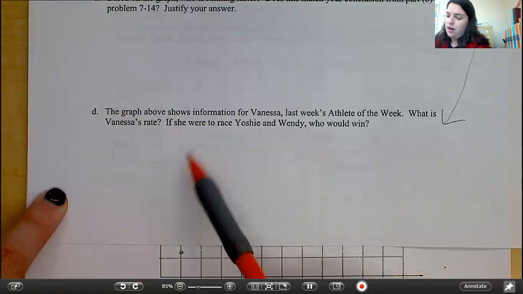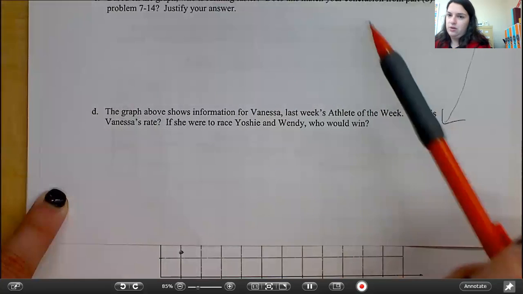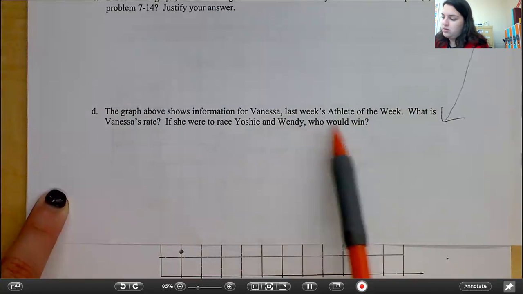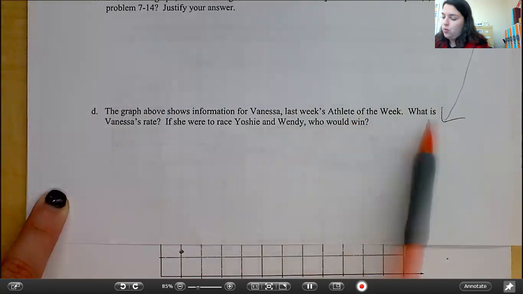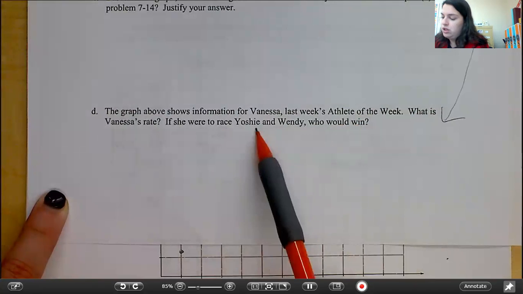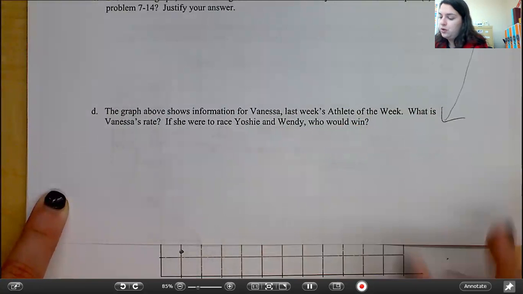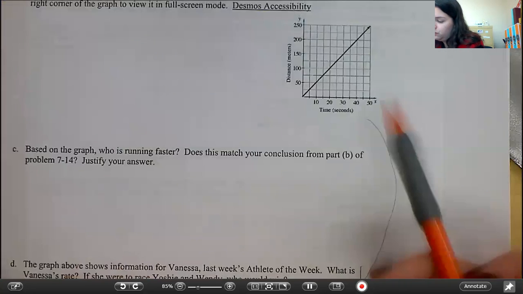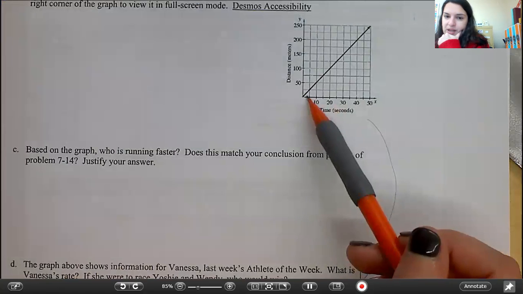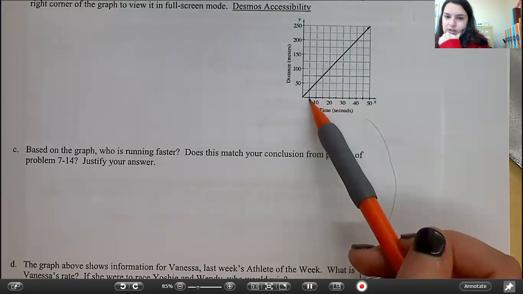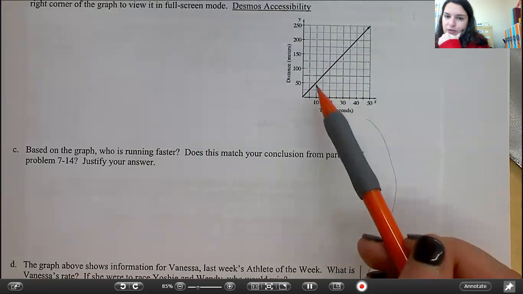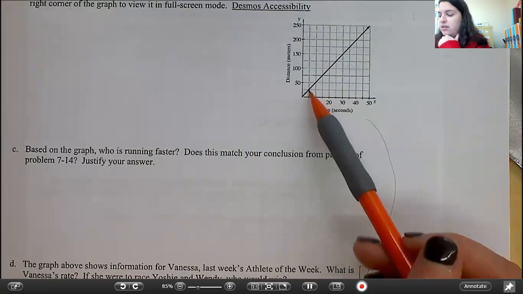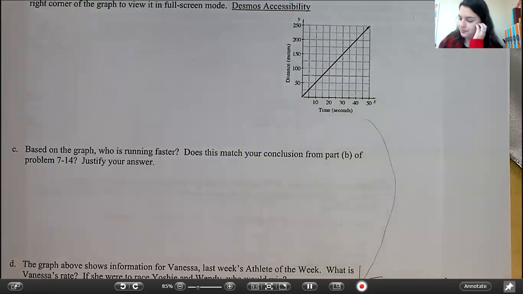Finally, part D. The graph above, which is up here, I drew the arrow down. So it's this graph that was actually under part B. It shows information for Vanessa, last week's Athlete of the Week. What is Vanessa's rate? If she were to race Yoshi and Wendy, who would win? So if we're looking at this graph, in 5 seconds, because this is counting by fives, how far does she run? You've got to look where that line is crossing, okay? So I kind of set you up there, so go ahead and answer that question.